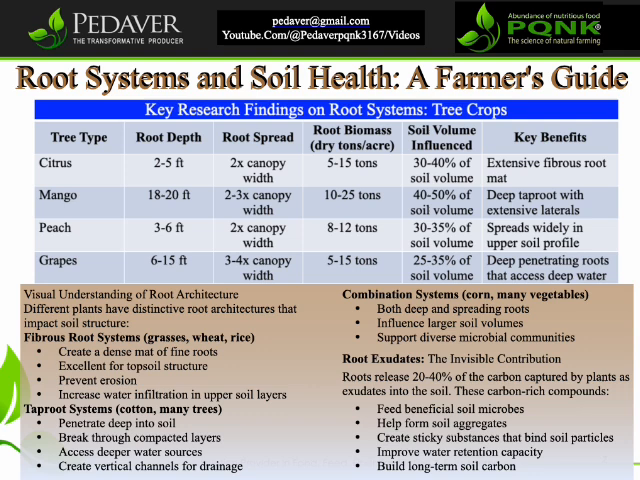Peach: 3 to 6 feet, 2x canopy width, 8 to 12 tons, 30 to 35% of soil volume. Spreads widely in upper soil profile. Grapes: 6 to 15 feet, 3-4x canopy width, 5 to 15 tons, 25 to 35% of soil volume. Deep penetrating roots that access deep water.